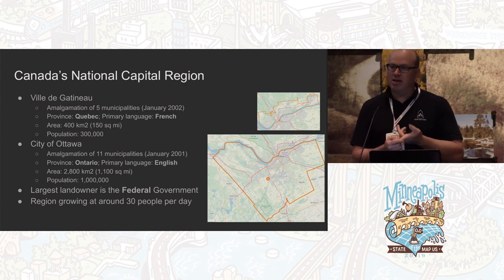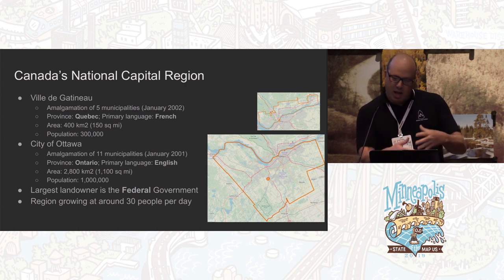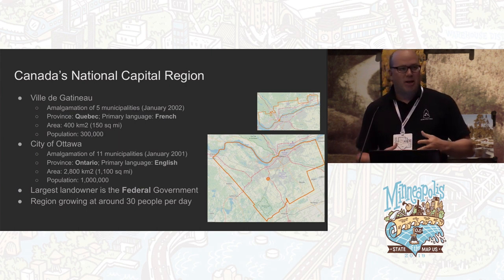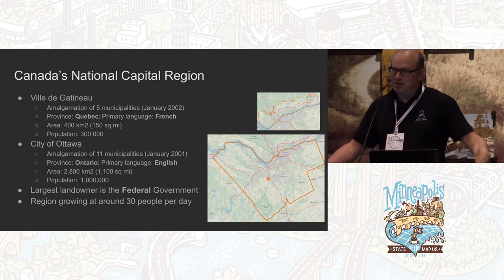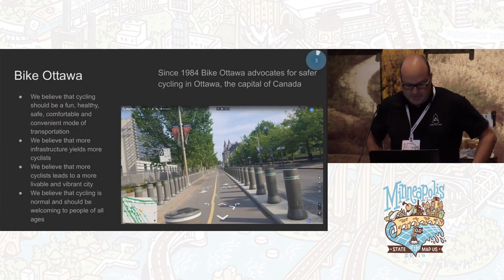So if you think about data complexity, luckily we got a lot of open data from the different groups, but the only way to combine all that together in a practical fashion is OpenStreetMap. So that's why I'm here.